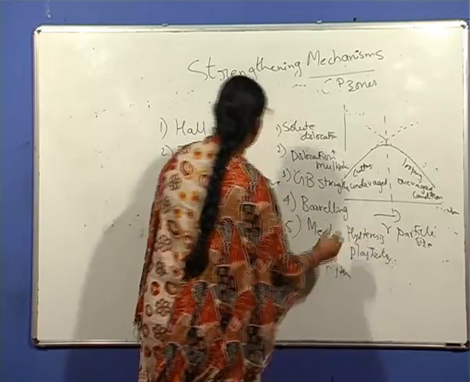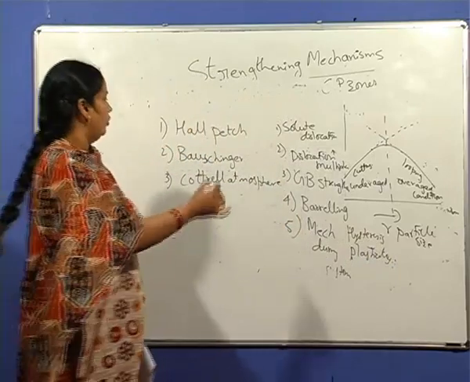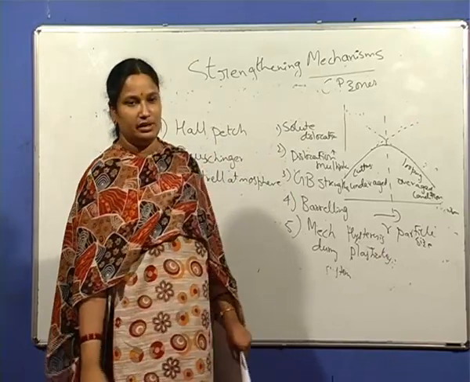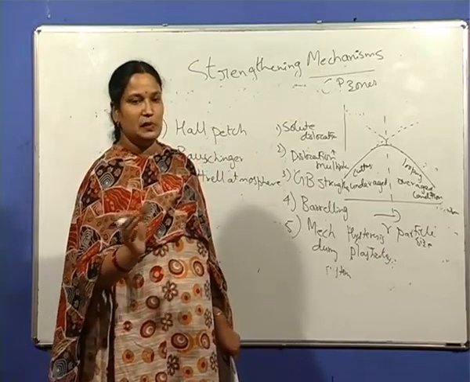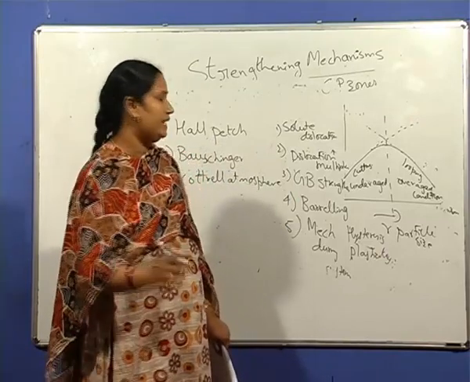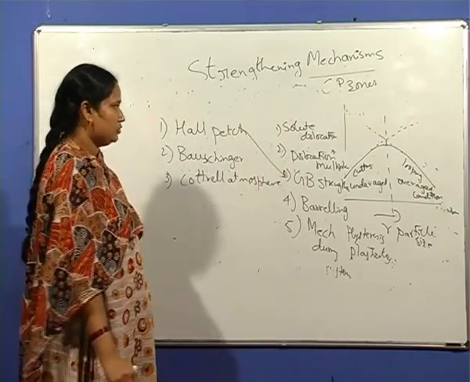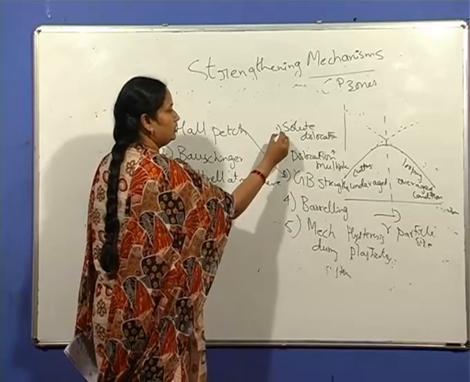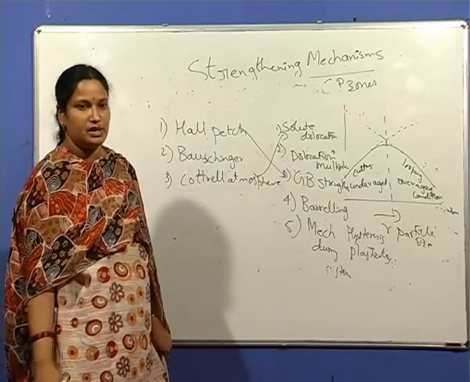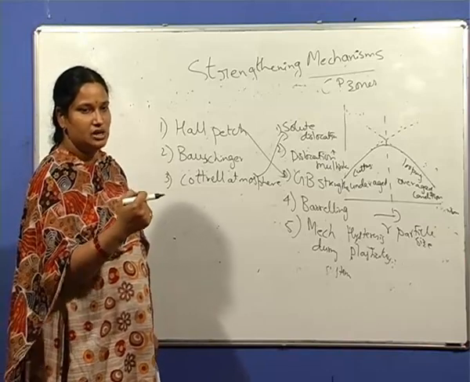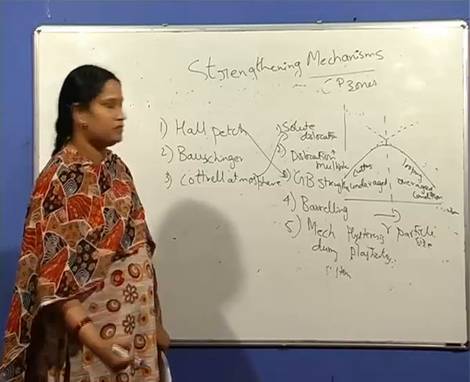So from this you can easily see that the Hall-Petch relation is related to grain boundary strengthening. Yield stress is inversely proportional to the square root of the grain diameter. So Hall-Petch is matched with 3. Cottrell atmosphere is solute dislocation interaction. Interstitial solute atoms occupy the positions below the edge dislocation and they form Cottrell atmospheres.